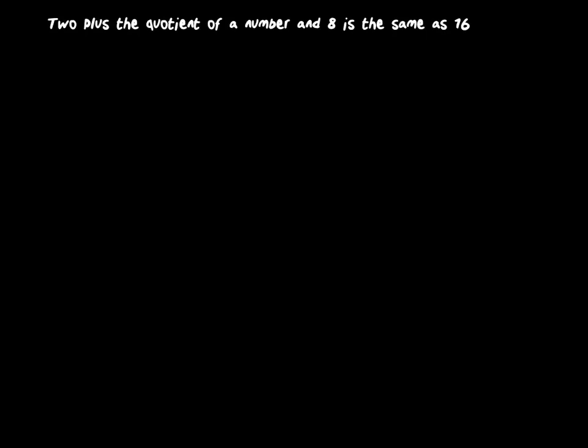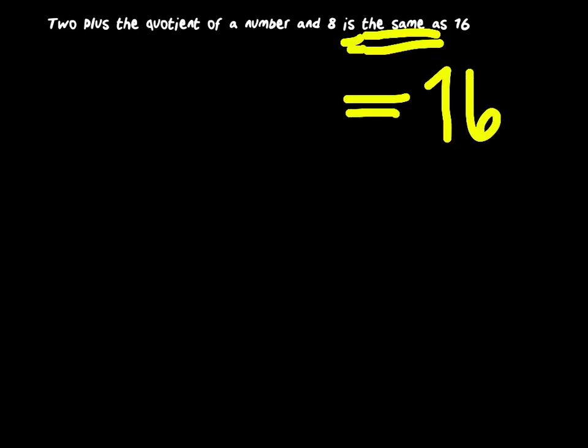Alright, so 2 plus the quotient of a number and 8 is the same as 16. I see "is the same as" right there, so we know that our equal sign is going to equal 16. Then 2 plus the quotient of a number and 8. When we have 8, that means it's going to be dividing the number by 8, so we can put the number over 8 because that's dividing.